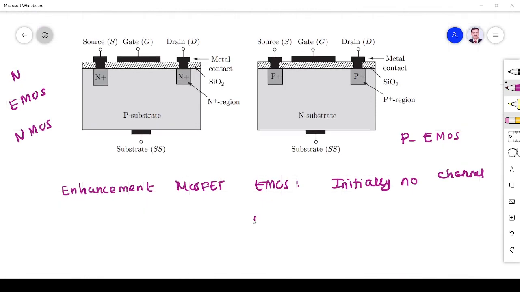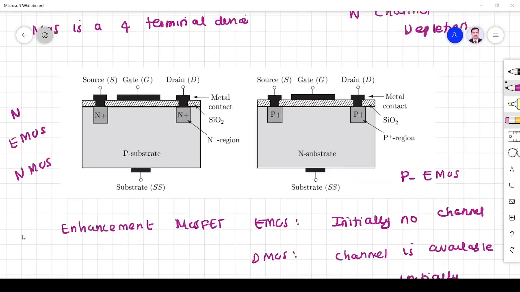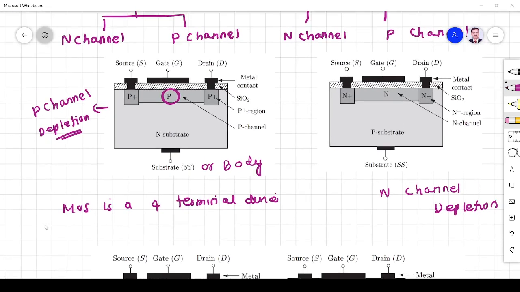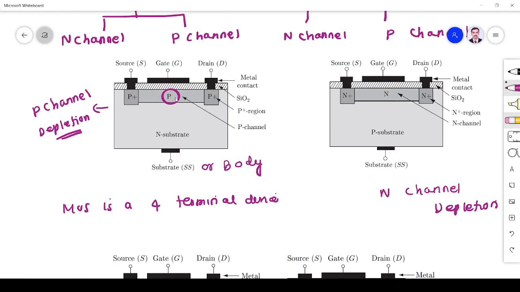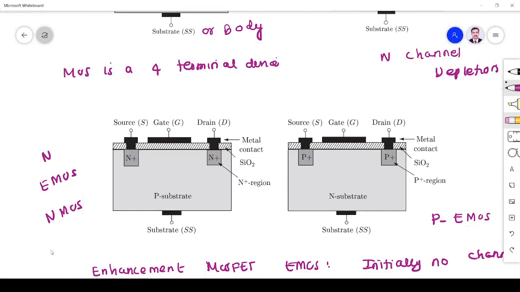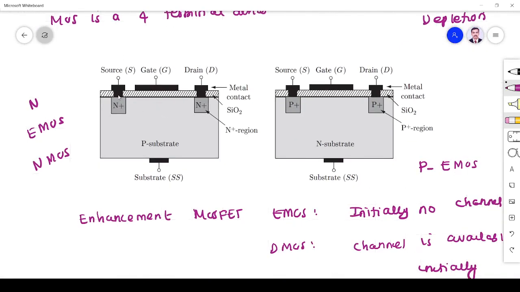Whereas in DMOS, channel is available at the start. Channel is available initially. Right, so from that we can identify whether the MOSFET is EMOS or DMOS. From the channel we can identify. In enhancement or depletion MOSFET, we can find from the diagram itself, they will say it is P channel or N channel. In enhancement MOS, you see the terminals, what are the semiconductors used in source and drain, so it is N, so surely the MOSFET will be NMOS. From source and drain terminal, especially source terminal, we can identify whether it is NMOS or PMOS.